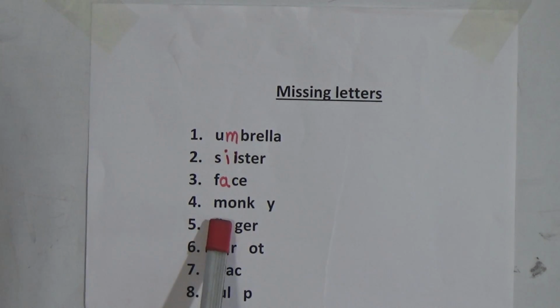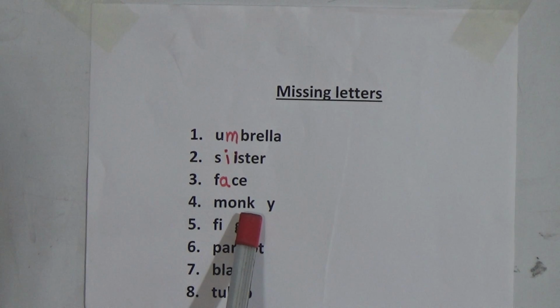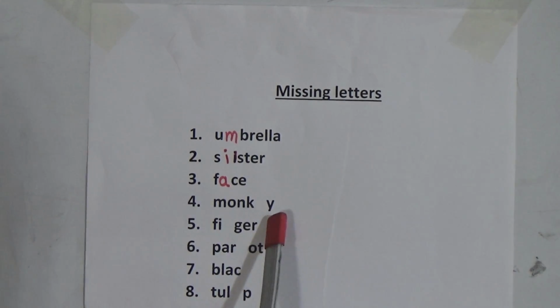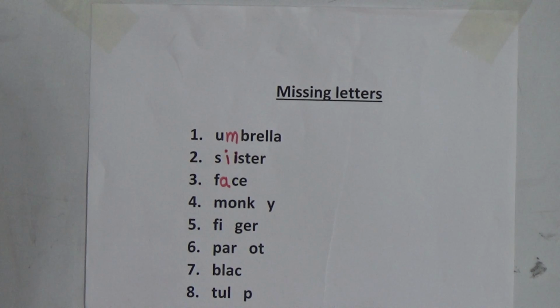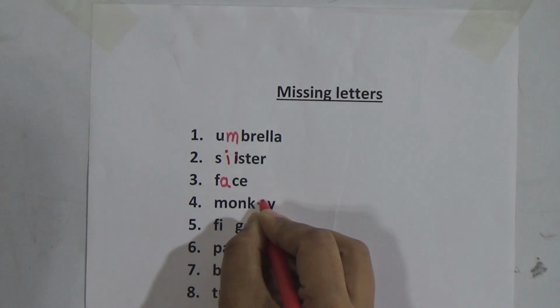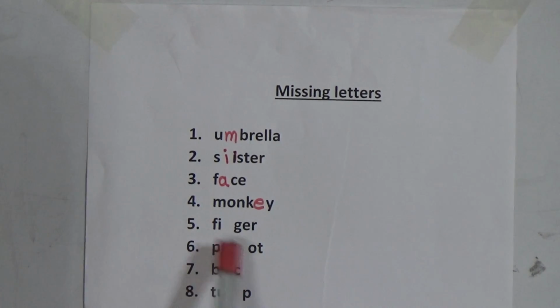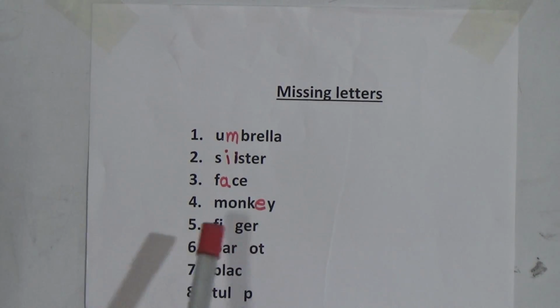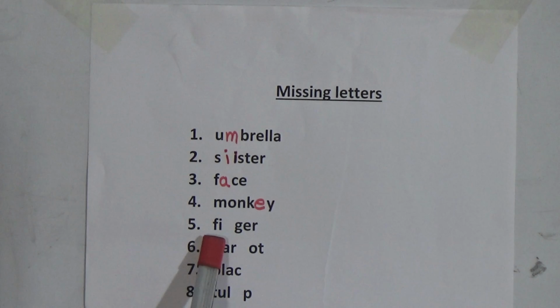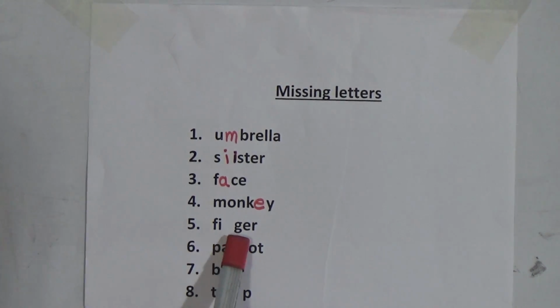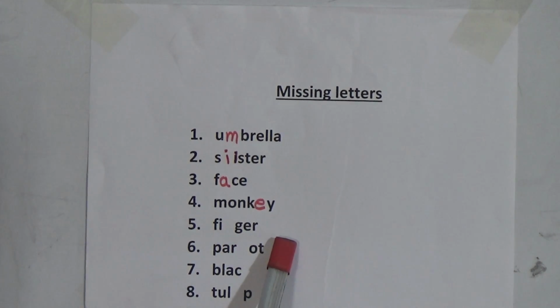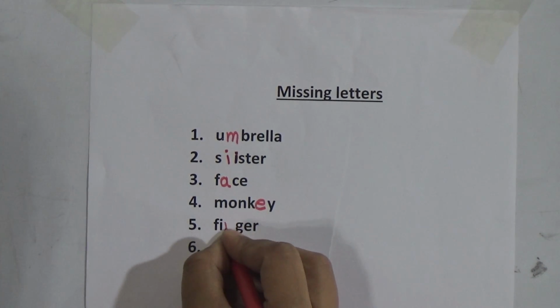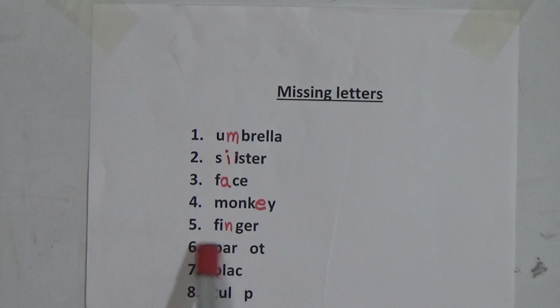Number 4, MONK dash Y. What is the answer? Our answer is E, monkey. MONKEY, monkey. Number 5, FI dash GER. What is the word here? N, good. N, finger.